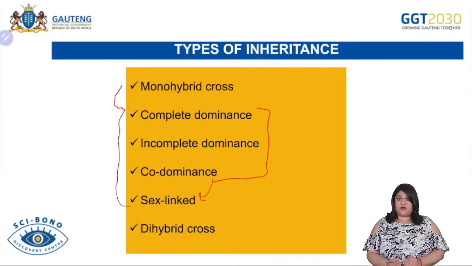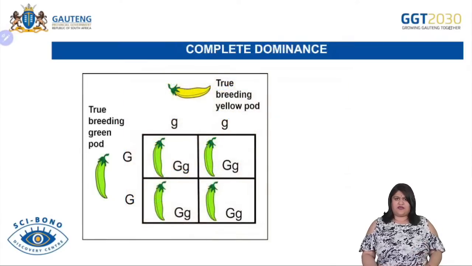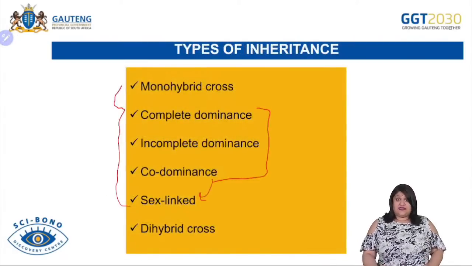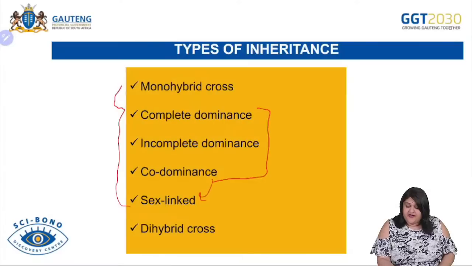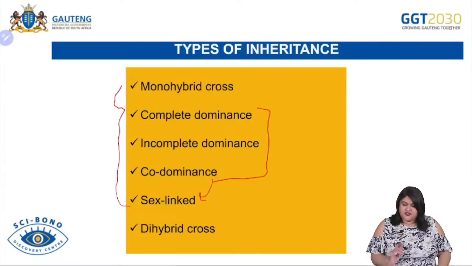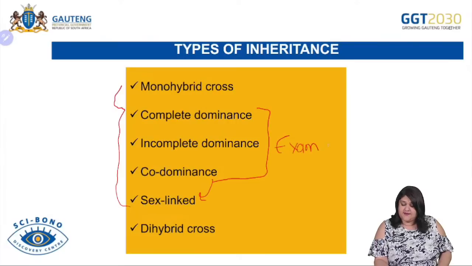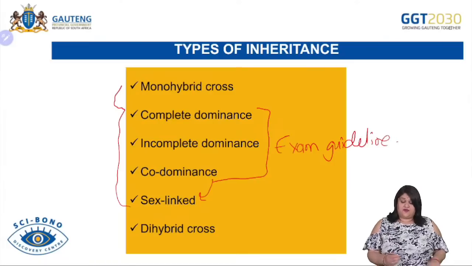Okay, so we're going to go through them quickly. You've done them already, right? So we're just going to go through them quickly. Oh, before we do that, I want to also indicate to you that there are specific wordings to use when you need to explain complete dominance, incomplete, and co-dominance, and you get them in your exam guideline. Please have a look at those definitions and make sure that you know them.